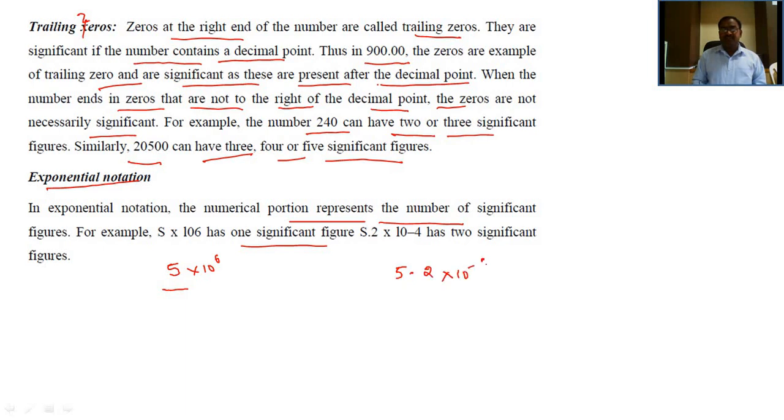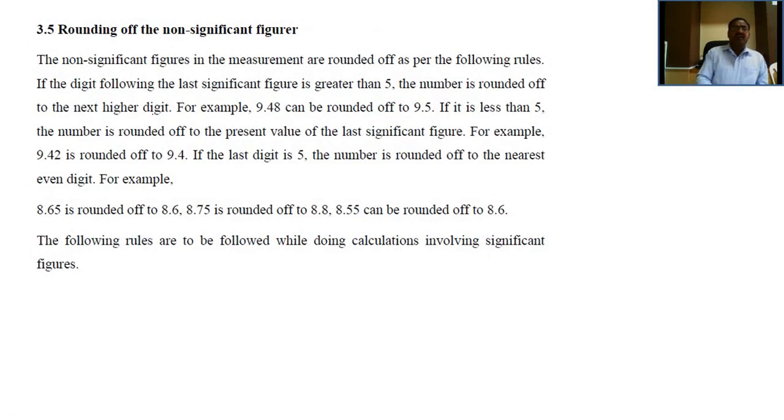5.2 × 10^-4 has two significant figures. How to round off the non-significant figures? The non-significant figures in the measurement are rounded off as per the following rules.